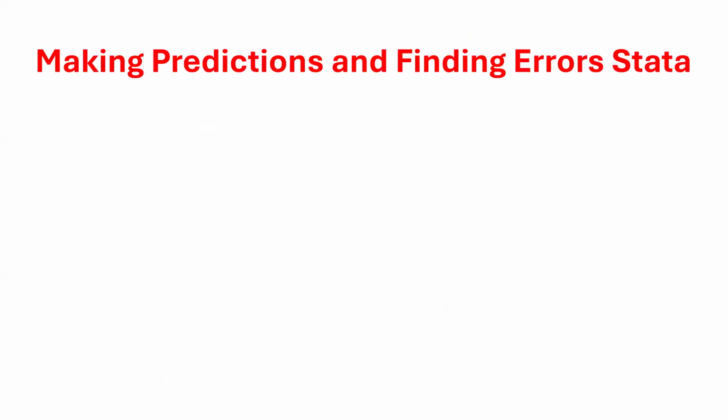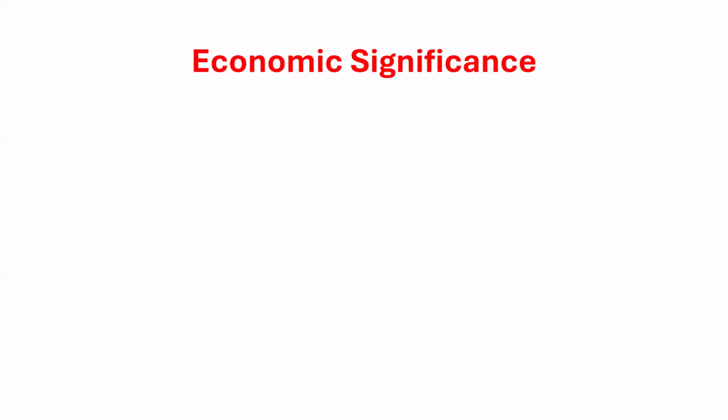When we're making these predictions, we said we're always going to be a little bit off, right? We have this line of best fit. Our prediction is always going to vary from the actual Y values. So how can I find those errors? We'll take a look at this. And I think I showed you a little bit last class, but I just want to review it again. And then we're also going to look at economic significance.